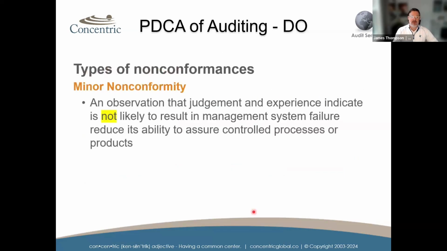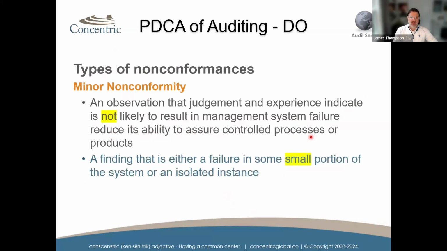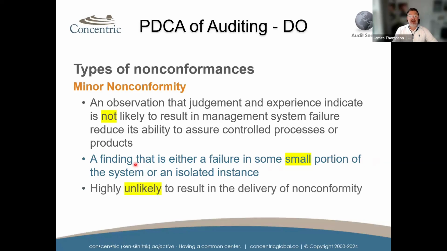On the minor front, minor nonconformity, an observation that judgment and experience indicate is not likely to result in a management system failure, reduce its ability to ensure controlled processes or product. It's a finding that's either a failure in some small portion of the system or an isolated incident. It's highly unlikely to result in the delivery of a nonconformance. You have other controls there to catch that nonconformity, so it's more of a nuisance, or internal cost or poor quality cost rather than something that's going to get out to the customer.